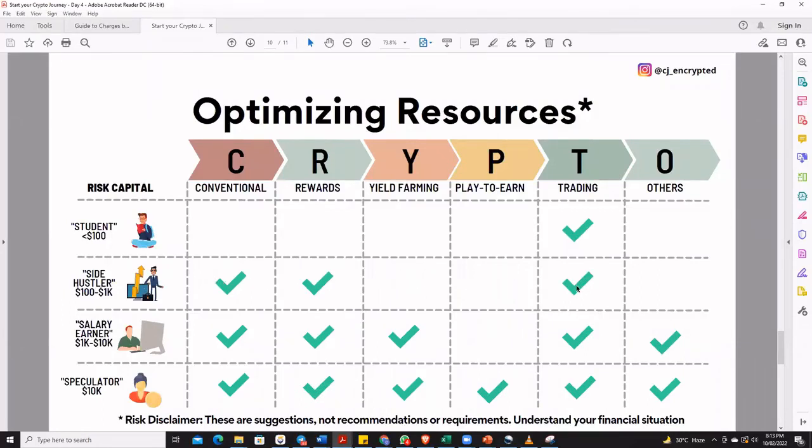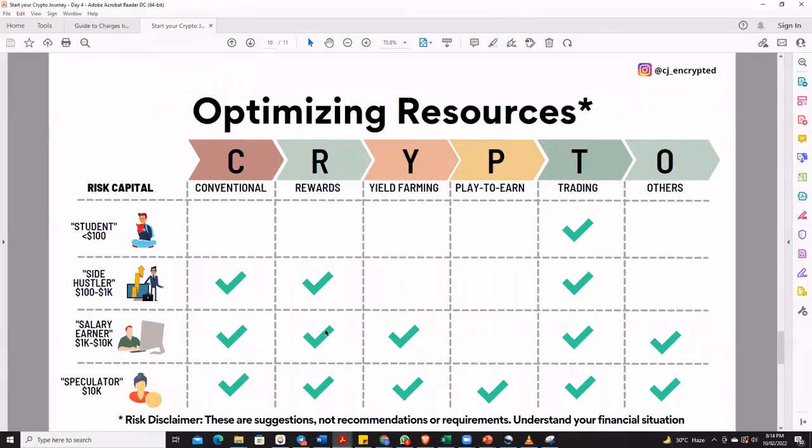Now, notice that across all the categories, trading is ticked. So maybe now you understand why trading cryptocurrencies is popular, okay? Because it has a very low barrier of entry, and anybody really can get involved. But if you're dealing with $100 to $1,000, yes, you can now start thinking of buying and holding and doing rewards, but trading should still be your focus. Long story short, as your risk capital increases, you can play in more spaces.